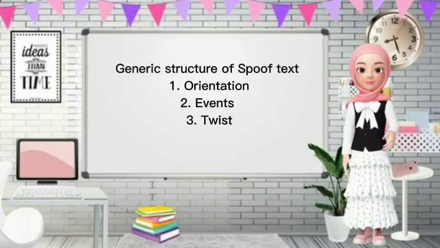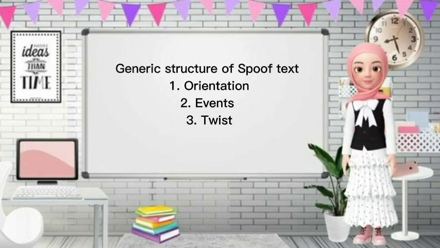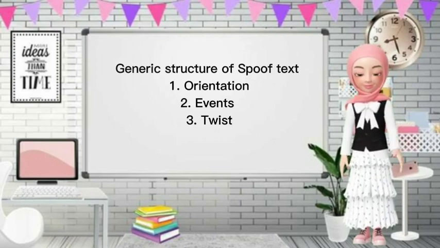Okay, for the next is generic structure of spoof text. The first is orientation, events, and twist. Spoof text memiliki struktur sebagai berikut. Yang pertama, orientation, event, dan twist.